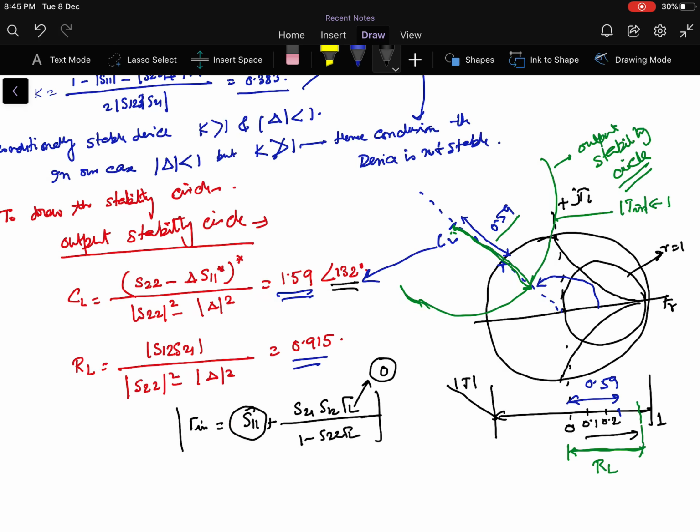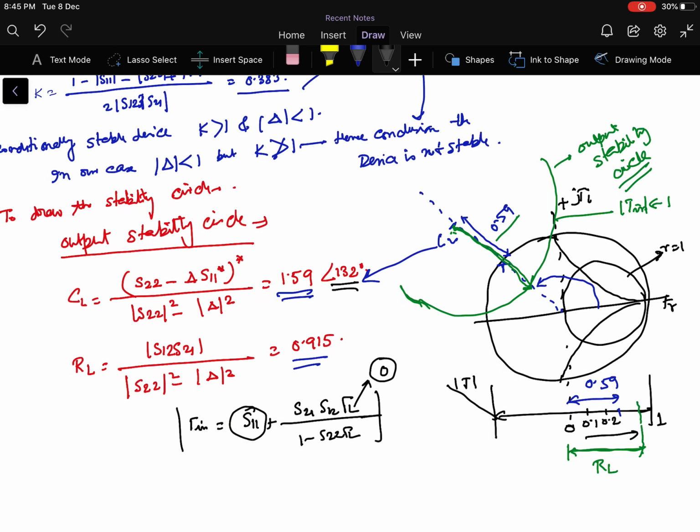It depends on the value of S11. I will check what my value of S11 is, and I check it is less than 1. When it is less than 1, my tau L equal to 0, which is the origin, falls in the less than 1 means stable zone. Then the zone intersected with the green color output stability circle is my oscillatory zone, the zone which is unstable. I will put it in a different color. So this zone is my unstable zone.